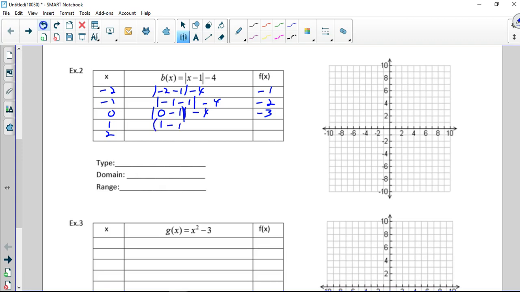1 minus 1 is 0. Absolute value of 0 is 0. Minus 4 is -4. 2 minus 1, minus 4. 2 minus 1 is 1. Absolute value is 1. Minus 4 is -3.